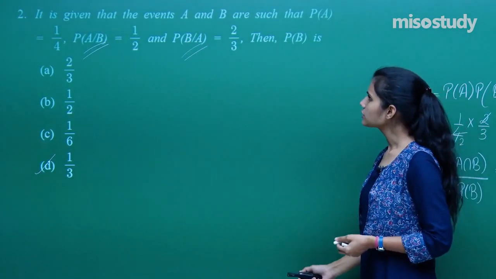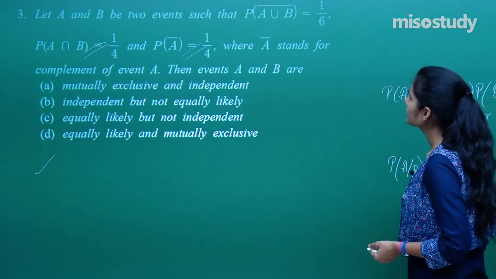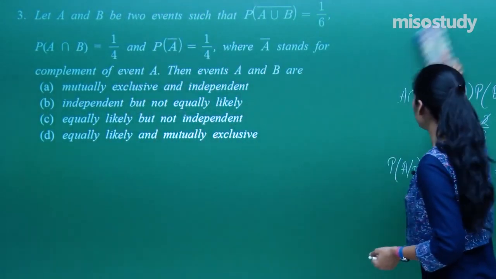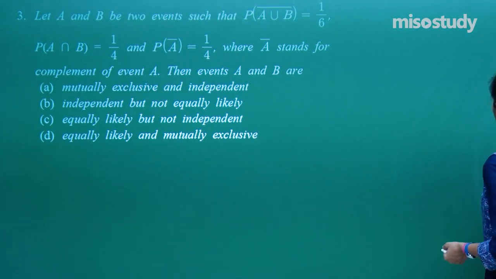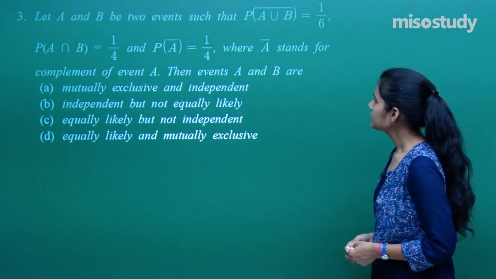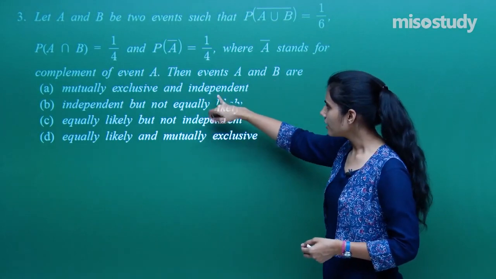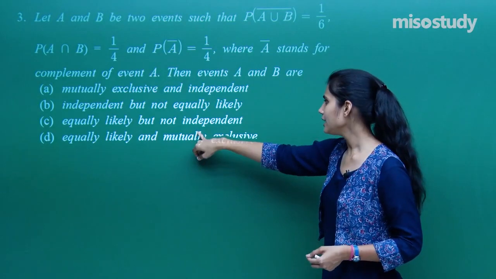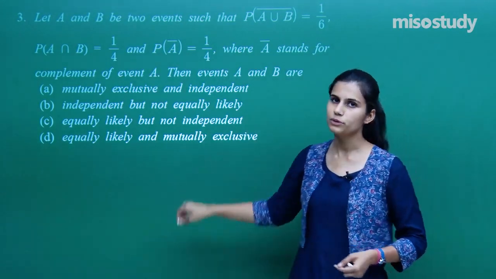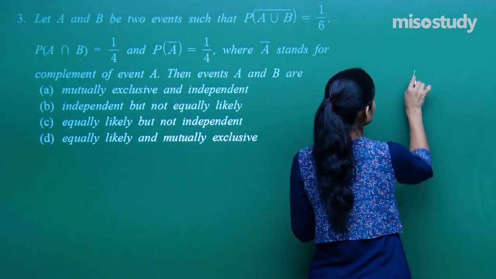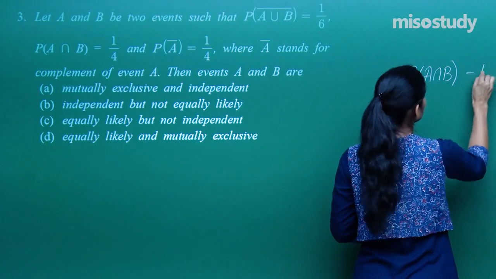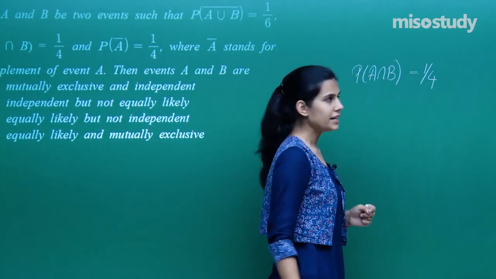Easy enough. Moving on to the next, we have: let A and B be two events such that probability of not happening of A union B is 1 by 6, probability of happening of A and B is 1 by 4, and probability of not happening of A is again 1 by 4. What is it about events A and B? Are they mutually exclusive as well as independent, or independent but not equally likely, or equally likely but not independent, or equally likely and not mutually exclusive? So first of all, if you see, probability of A intersection B in the question is given to you as 1 by 4. Right?